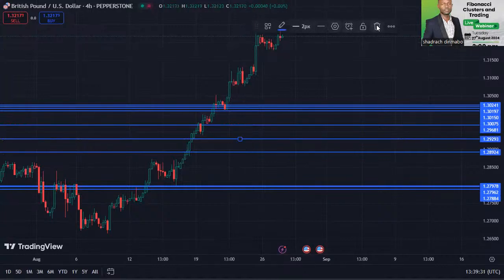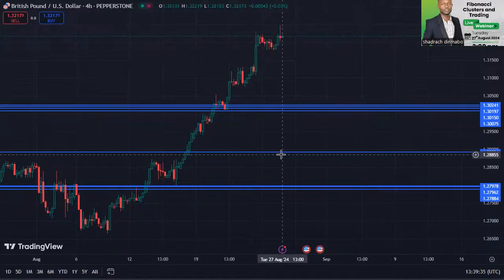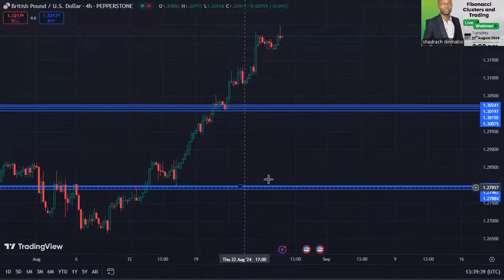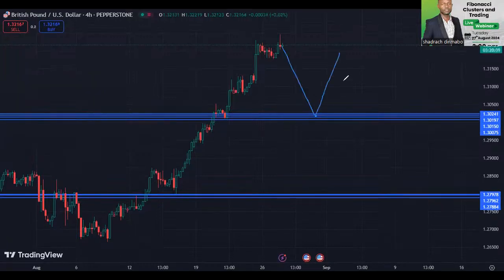Now, what's the idea behind this? It's very simple. We just want to identify the zone where, if the market comes back to that zone, it will do a pullback. So this zone is what we are looking at, that if EURUSD comes back to retest this zone, it will do a pullback. That's what we're looking at. Now, let's see.